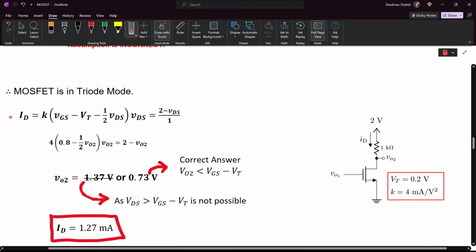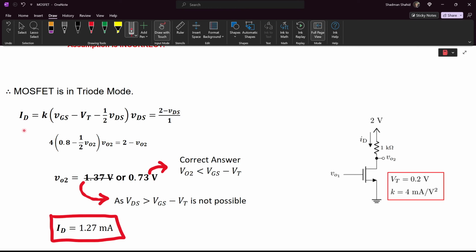So what we can do now is plug in the equation of the current flow through the MOSFET in triode mode, and thereafter plug in the parameters of the MOSFET to this equation. Now what we find is that we know the value of K, we know the value of VGS, right, because we know VO1. We also know the value of the threshold voltage Vt. However, VDS is an unknown voltage. So how can we solve this problem?